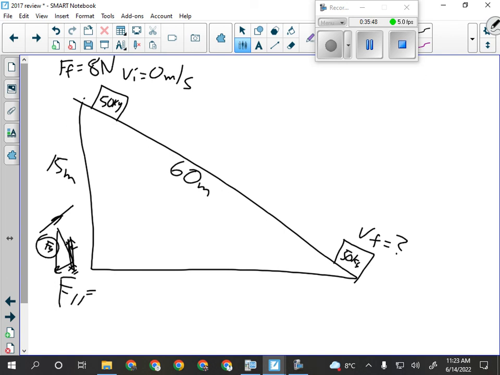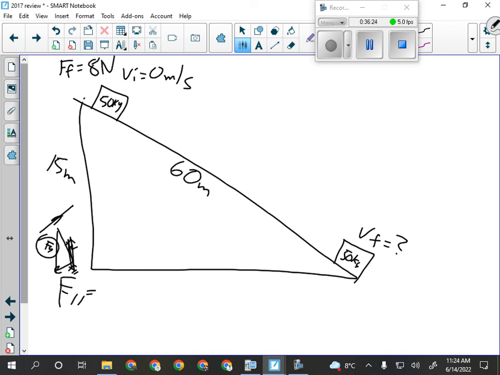F parallel is the reason why we build ramps. They make work easier, but they don't make less work. But wouldn't F parallel be the thing causing the box to go down the ramp? No, gravity's causing it to go down the ramp from an energy perspective. From a Newton's second law perspective, yes, F parallel is the thing making it go down. So then how do you set up Fd equals energy final minus energy initial with this? If there was no friction, F parallel times 60 would equal 60 times 9.81 times 15.